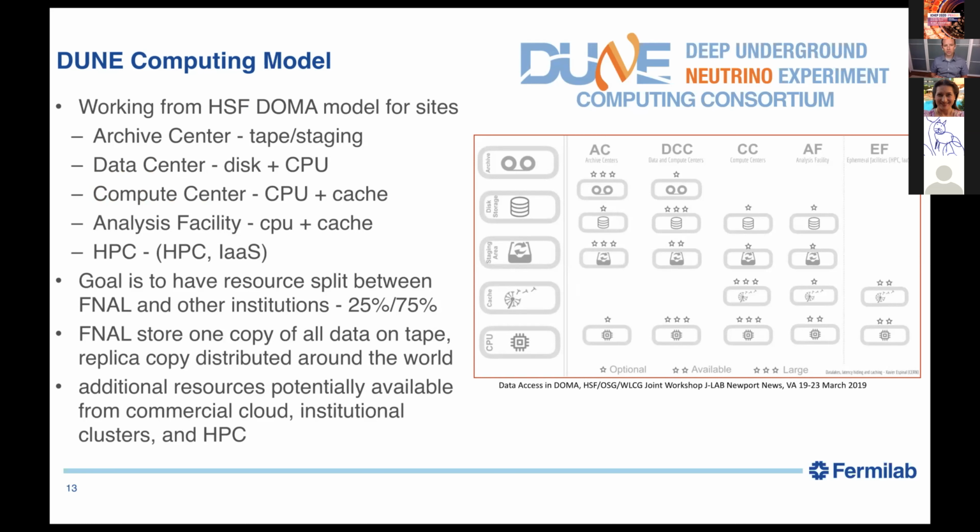Our goal is to have our resources split between Fermilab and other institutions at 25% and 75% across all of this. At the same time, Fermilab is planning to store 1 full copy of all of the data on tape, and then replicate a 2nd copy distributed around the world. Additional resources are potentially available from commercial clouds and institutional clusters in HPC. We don't have an exact model for that yet, but we are exploring it actively right now to understand how we incorporate it and how it's going to affect the resource utilization that we have and what we need.